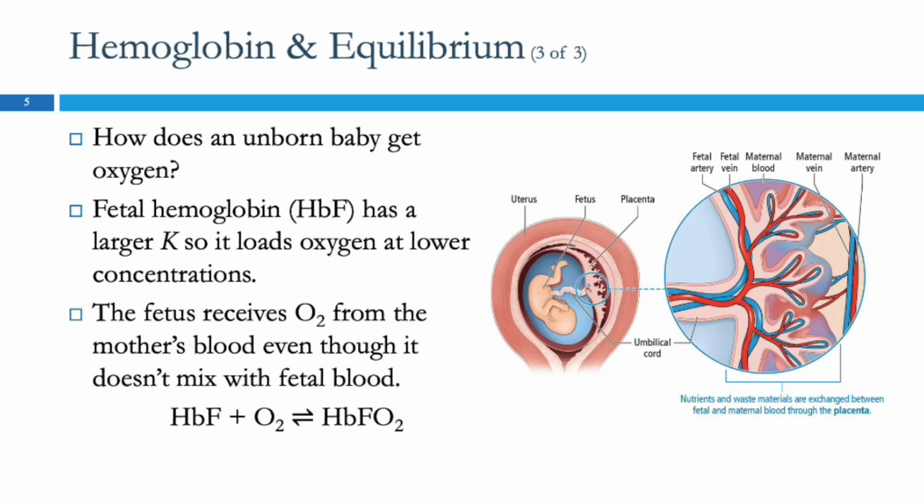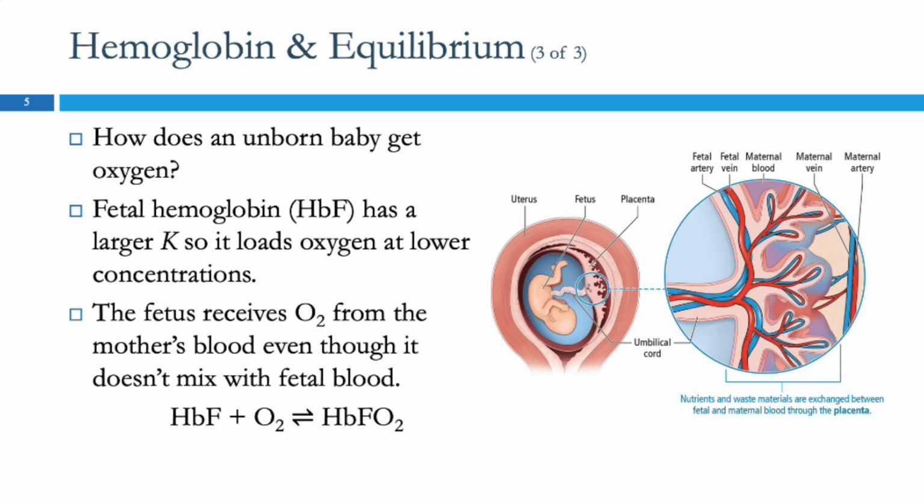What about an unborn baby? Unborn babies have lungs, but they're not breathing air, right? They're being nourished through the mother, but there's no direct connection between their blood. So how does this work? Well, fetal hemoglobin, which is HbF, is slightly different than regular hemoglobin. It has a larger equilibrium constant, and so it's going to load the oxygen at lower concentrations.